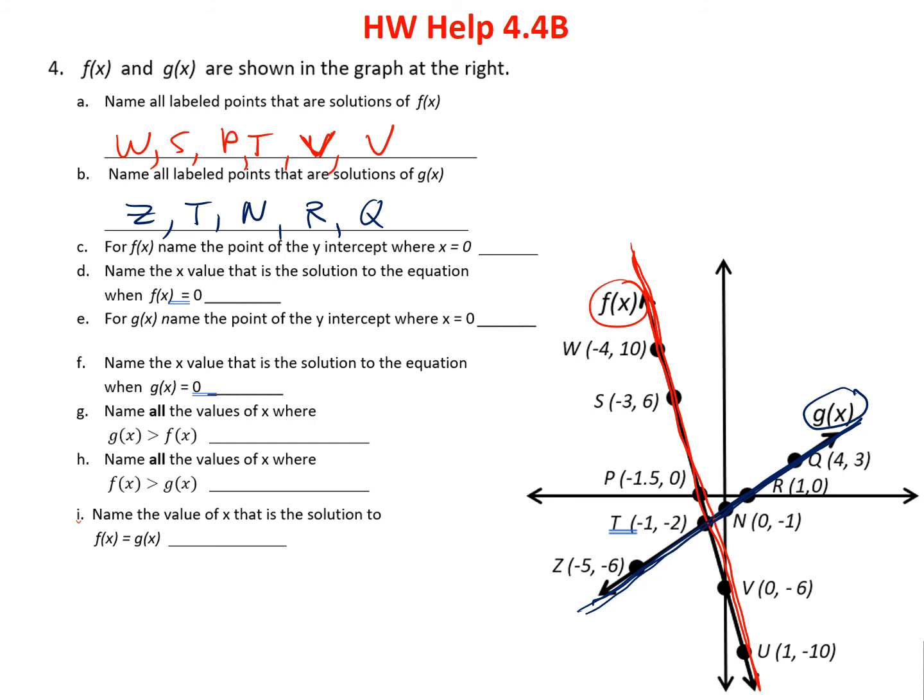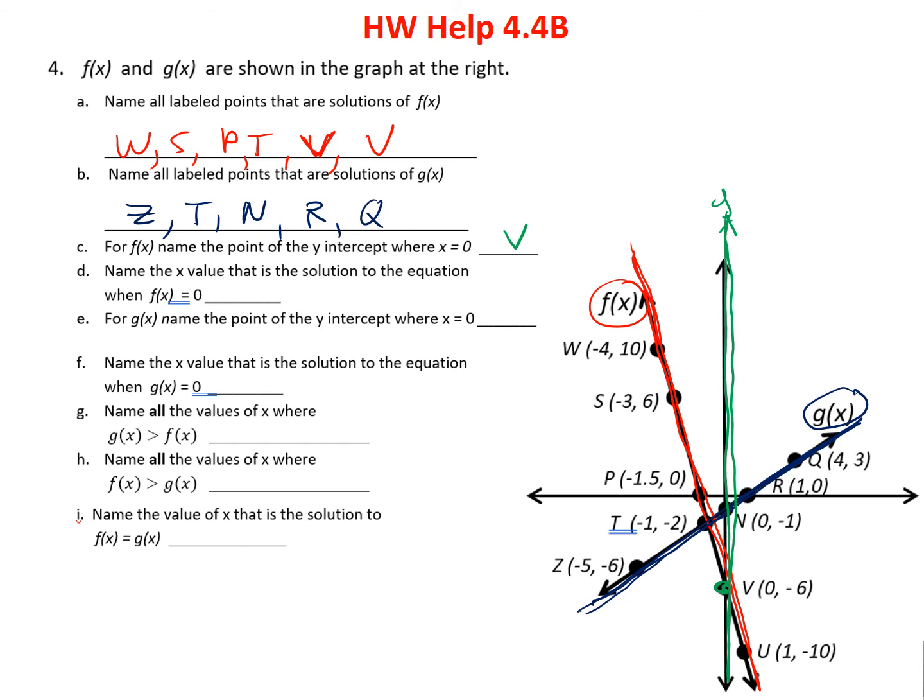Okay? C, find for f of x where the y-intercept is 0. So I'm looking for where it intersects the y-axis. The y-axis is green here. This is the y. So where does f of x, the red, intersect the green? It intersects right there at point V.